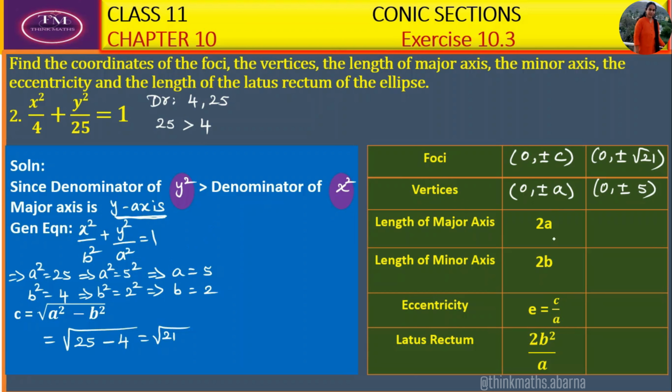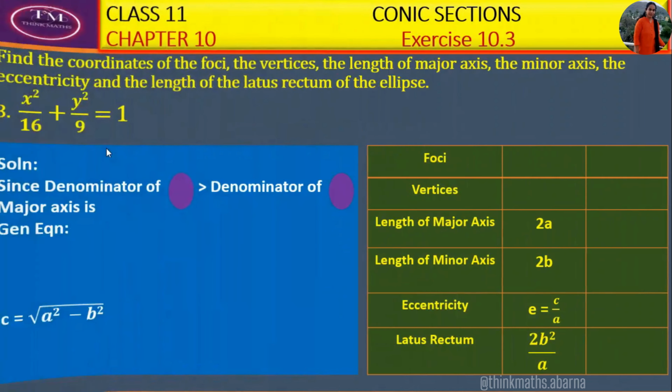Length of major axis is 2a. So it is 2 into a, which is 5, so 10. And minor axis length is 2b. So it is 2 into 2, 4. And e is c by a. So c is root 21 and a is 5. So root 21 by 5. Latus rectum is 2b square by a. What is b square? 4. So 2 into 4 divided by 5, it is 8 by 5, the latus rectum. Clear? Easy, simple and easy.